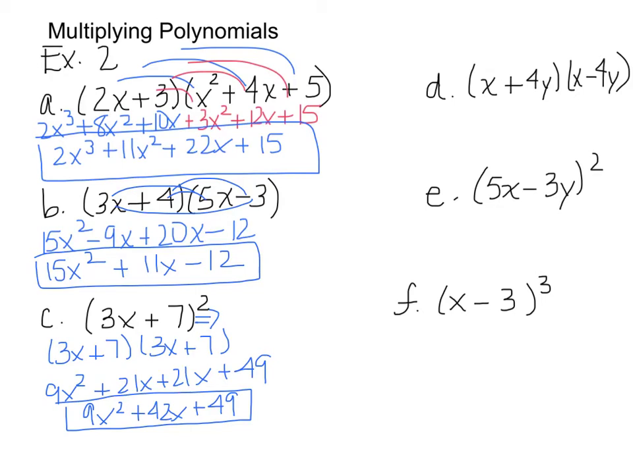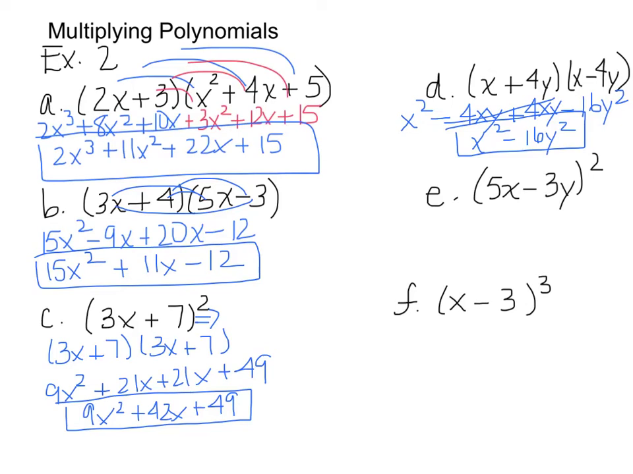And then going to example D, even if you have another variable, you still do the same thing. X squared minus 4xy, and I usually write them in alphabetical order, plus 4xy minus 16y squared. So what happens when you have the same term but different signs? The middle terms cancel, and you're just left with the first and the last. Okay?